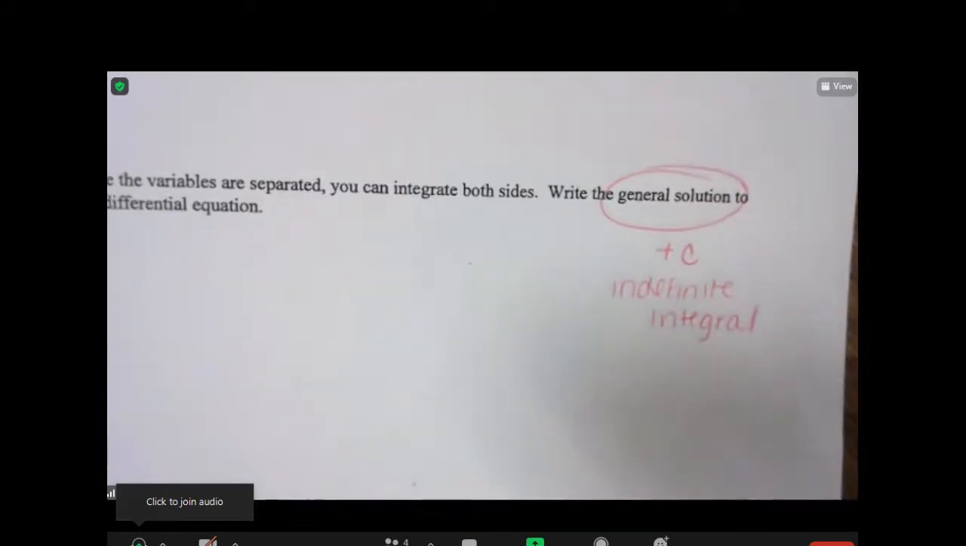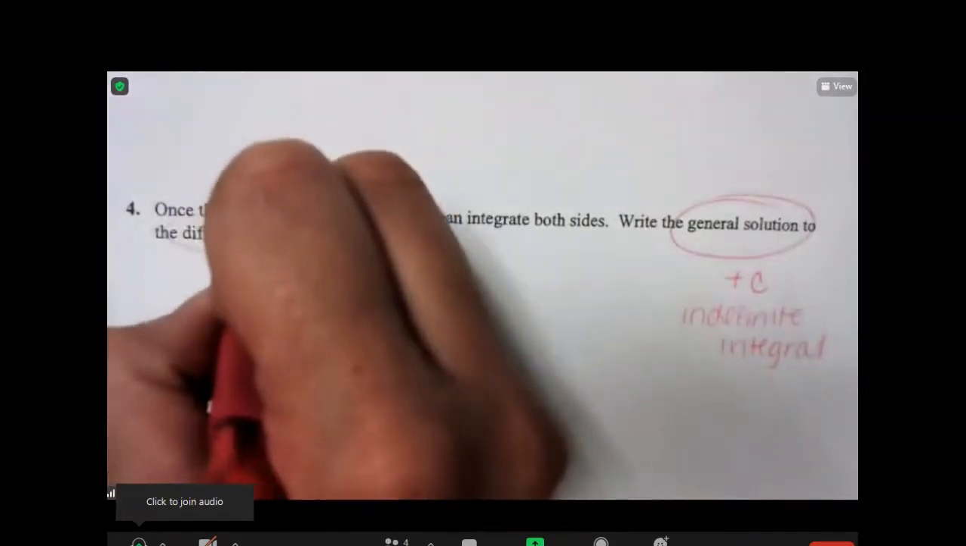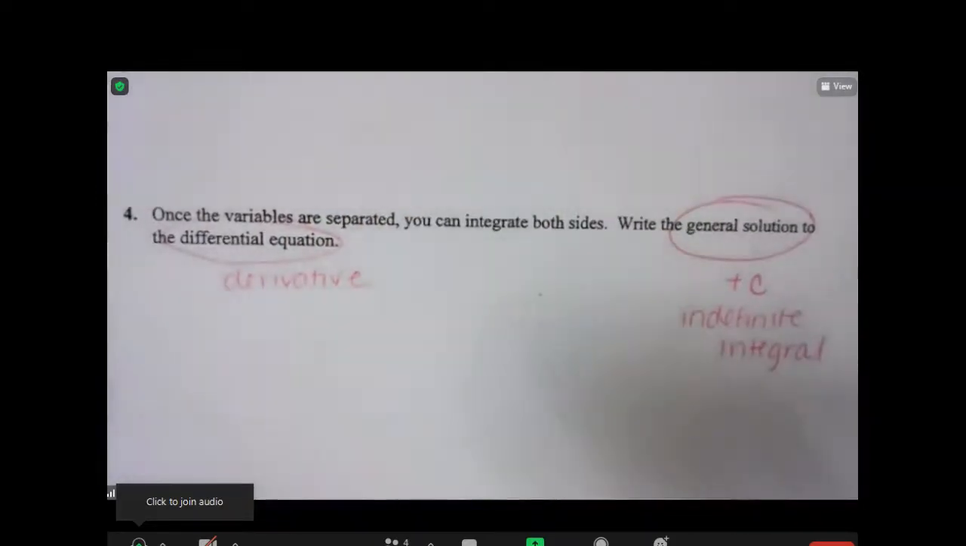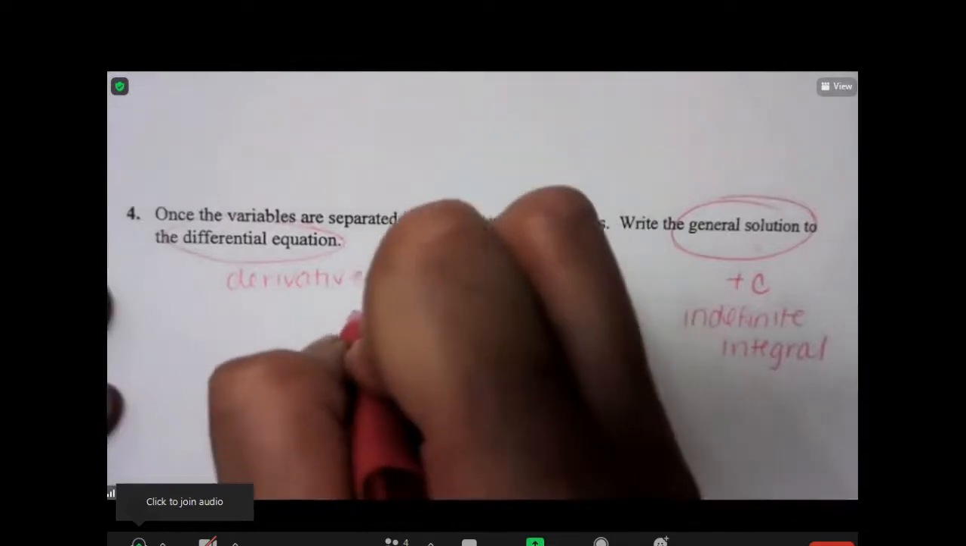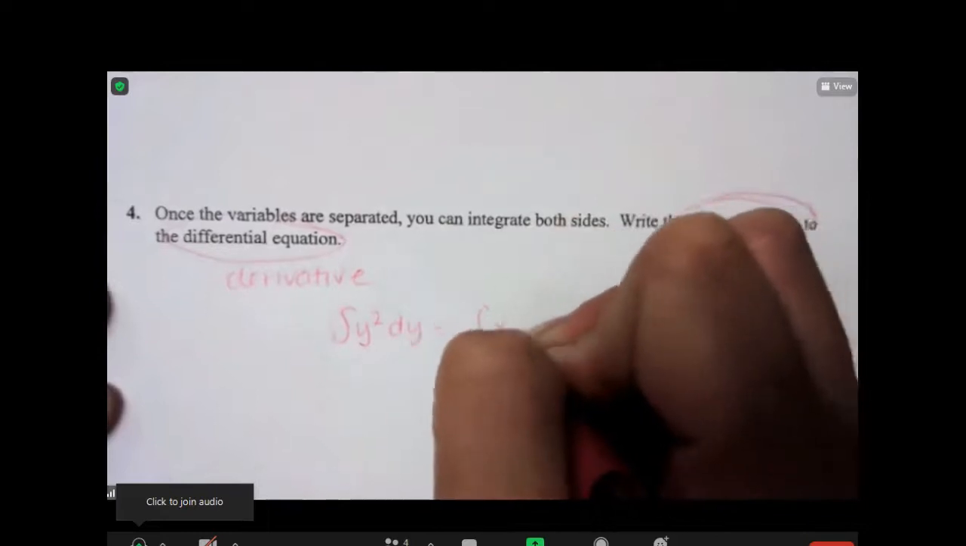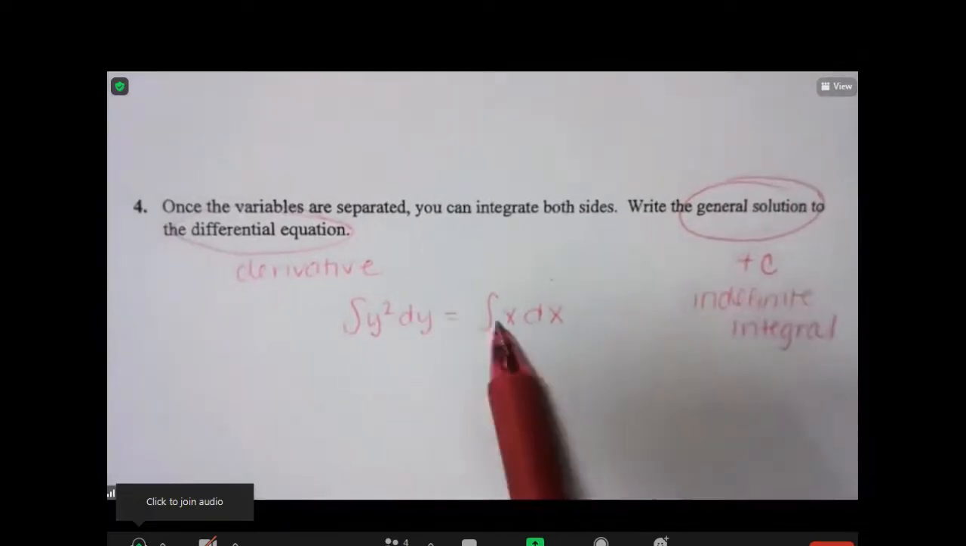I think a part of our issue on our mock exam was just seeing these words and terms out of their context and not being able to fully comprehend. So differential means derivative. General solution implies plus c. So you're going to integrate y squared dy equals the integral of x dx. Again, if you're asked for general solution, you're integrating.